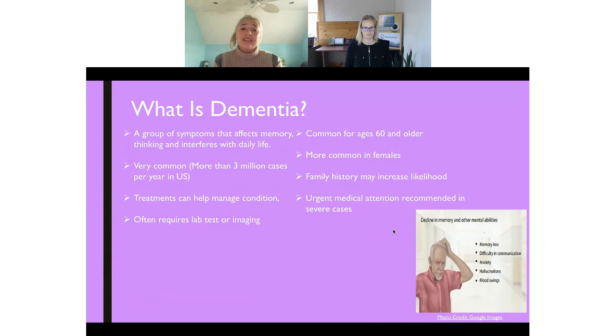It often requires lab testing or imaging. It's common for ages 60, 65 and older, although you can experience early onset as early as your 30s or 40s. It is more common in females, unfortunately, and family history may increase the likelihood. Urgent medical attention is recommended in some severe cases. As you can see in the right-hand corner, I do have a picture displaying a man, a little bit confused, scratching his head, he's unsure. So that is kind of what it could look like.